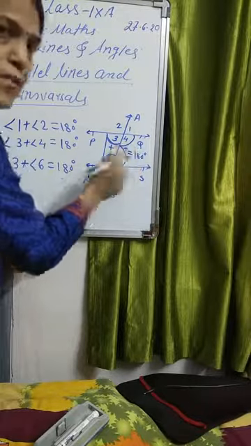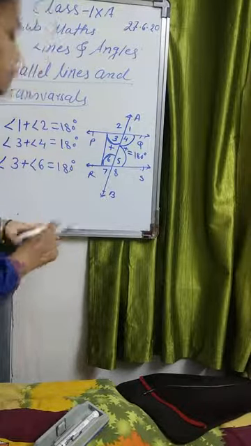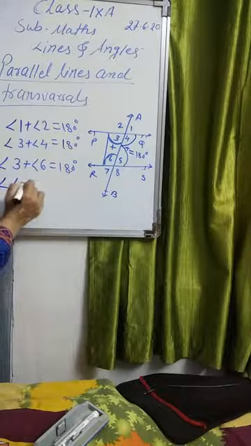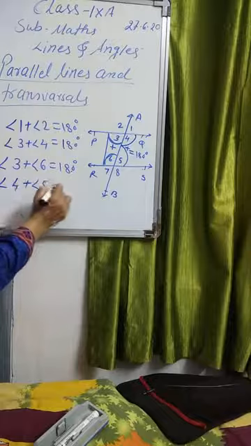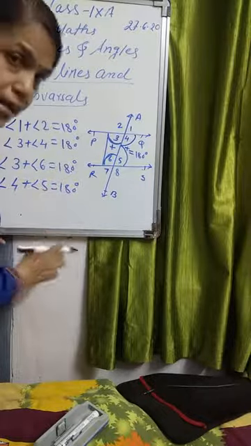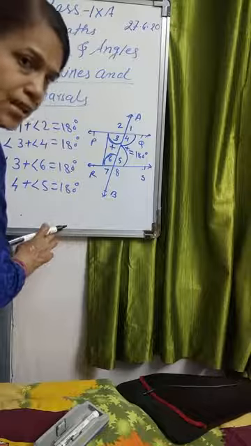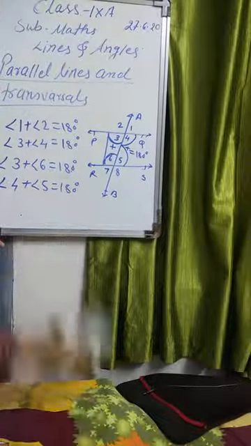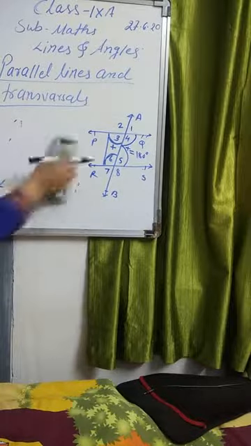In both cases the sum will also be 180 degree. Is it clear? Means then you can say angle 4 plus angle 5 is equal to 180 degree, interior angles on the same sides of the transversal. Is it clear? Let's see another part.